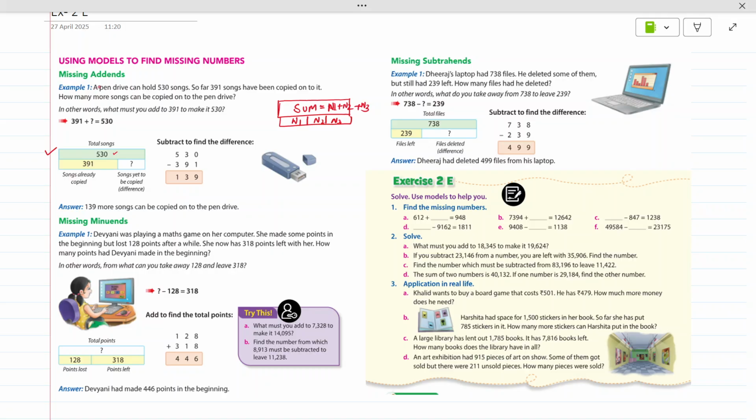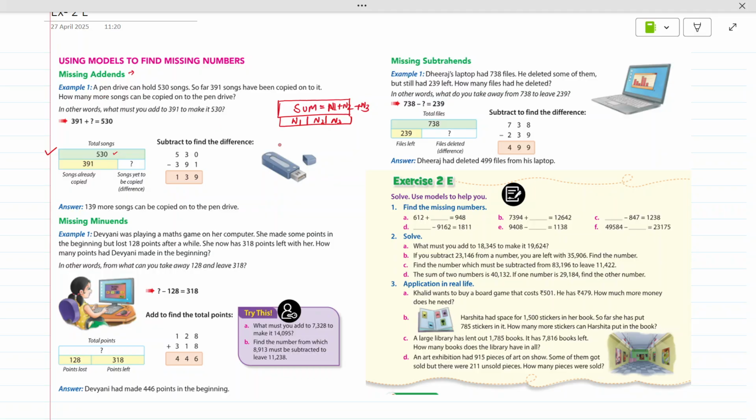First one is missing addends. So what do you mean by addends? We have already done in grade 3 and grade 4 also, the numbers which we add are called the addends. So we have to find the missing addends here. Let's go through this example.